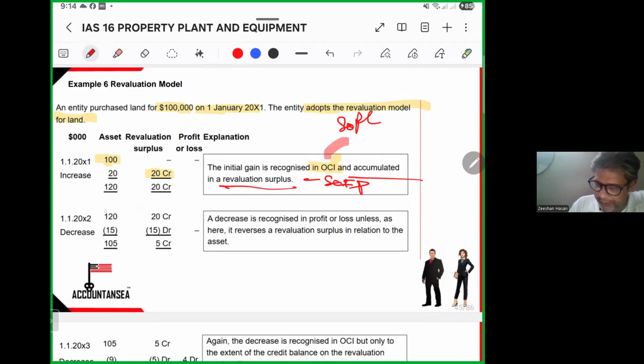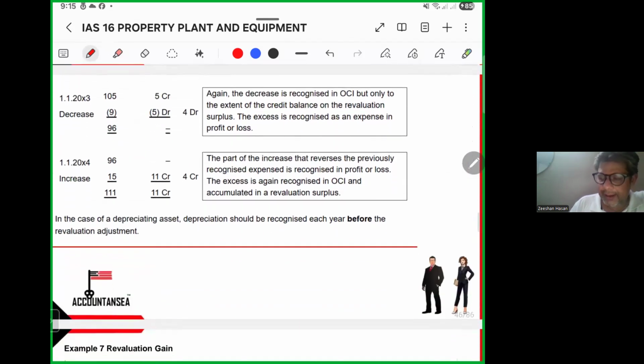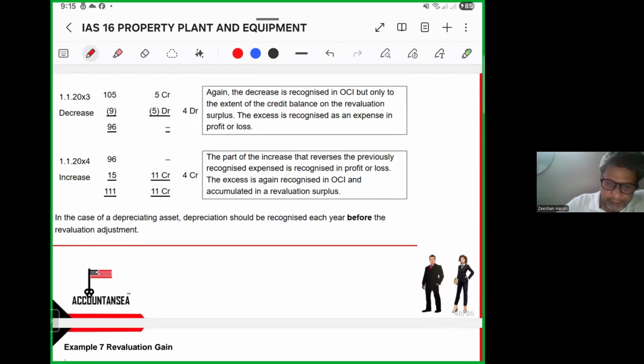Suppose now the asset value was 120. Now its value is decreasing by 15. Its closing value is 105. So from the revaluation surplus, we will debit 15. We will deduct the revaluation surplus by 15. And the balance of the revaluation surplus will be 5 credit. So a decrease is recognized in profit or loss unless it reverses a revaluation surplus in relation to the asset, right?